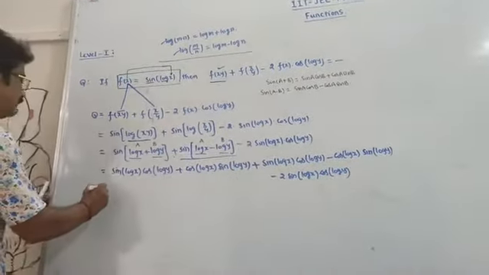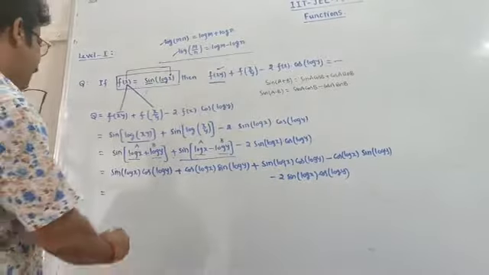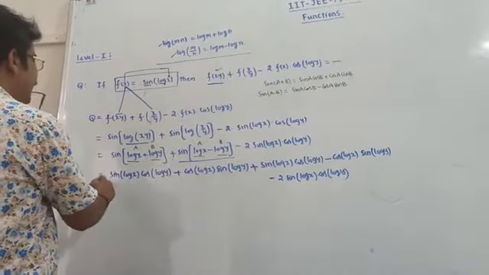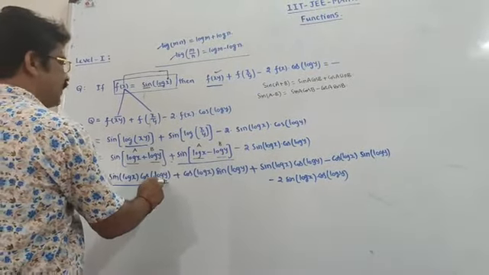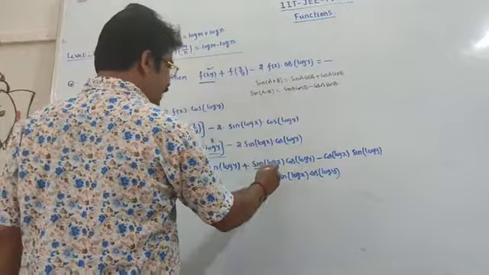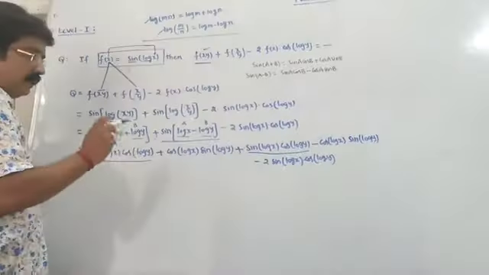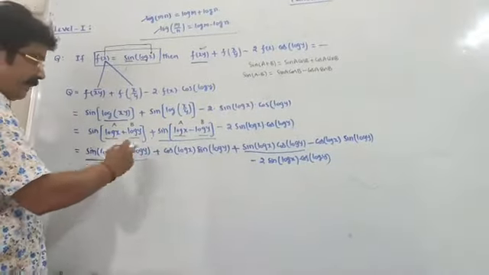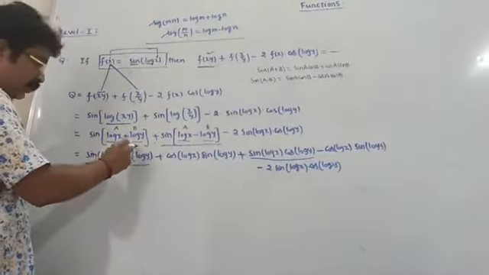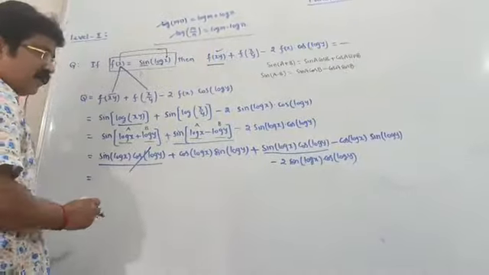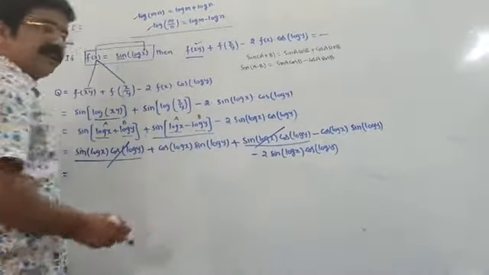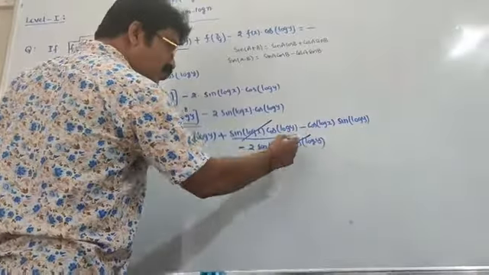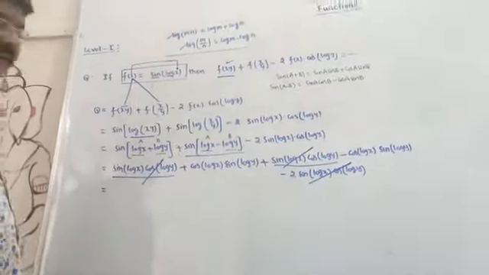So that is equal to sin of log x cos of log y, sin of log x cos of log y. It is 2 sin of, since x plus x is 2x. So sin of log x cos log y plus sin of log x cos log y, total 2 sin of log x cos log y, minus 2 sin of log x cos log y, cancelled.